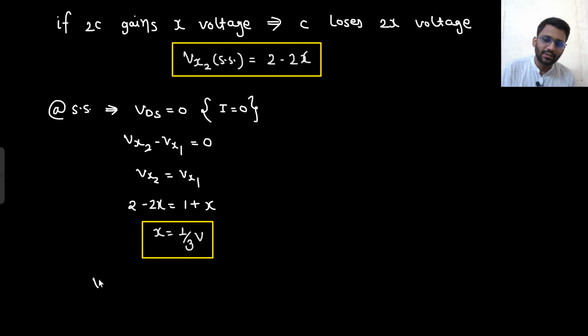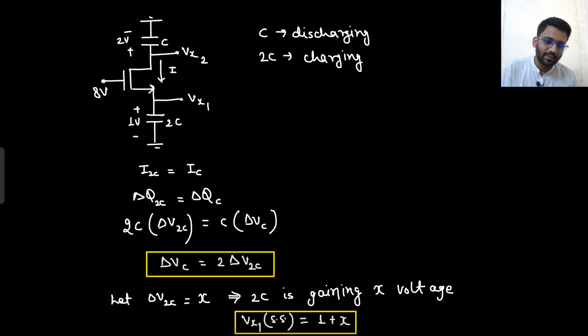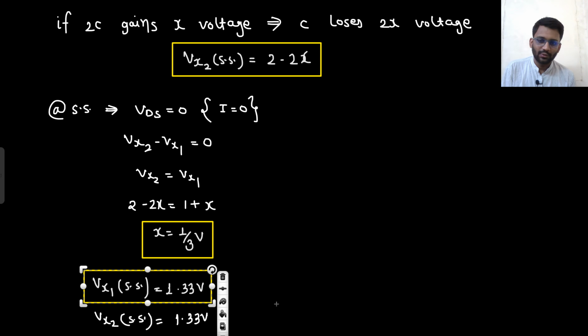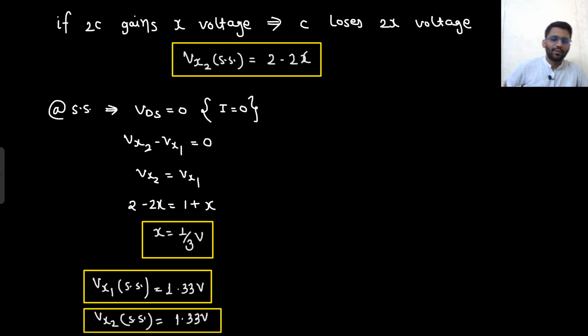So what will be your Vx1 steady state? That would be 1 plus 1 by 3, which is 1.33 volt. And what will be Vx2 steady state? 2 minus 2 by 3, which is 1.33 volt only. Of course, both have to be the same. Say yes or no. Did you understand it or not?